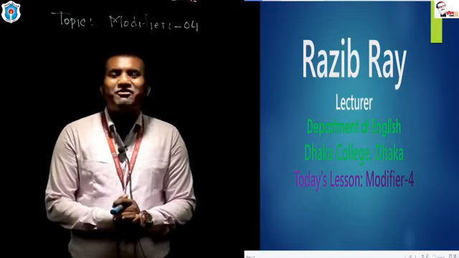Sheikh Mujib, an undisputed leader of the world, was born in Tungipara, a small village of Gopalganj. Here, an undisputed leader of the world, this part modifies or influences Sheikh Mujib. Here, a small village of Gopalganj modifies Tungipara. So we have got two parts. One is an undisputed leader of the world, and the second is a small village of Gopalganj. Both are phrases.